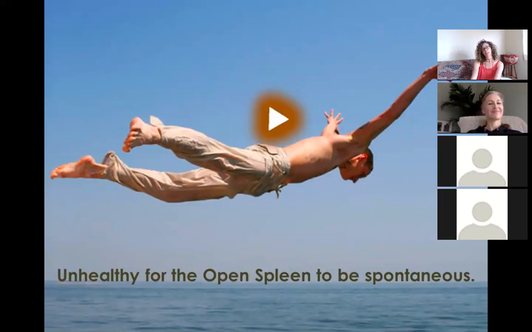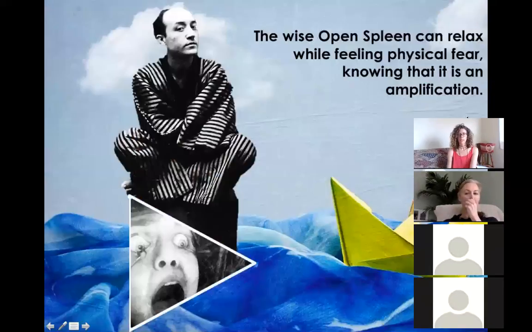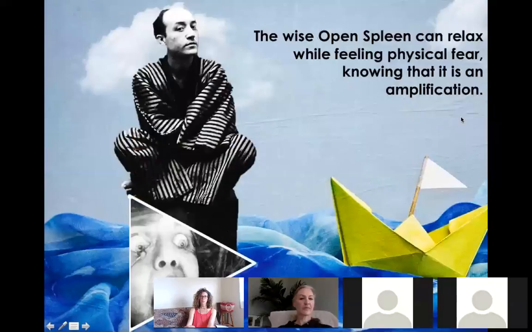But once I learned about his design and having an undefined spleen, I could really respect that, because doing something spontaneous like that is kind of like a wild card for an undefined spleen, whether or not it's actually going to be healthy for them. They need to take their time. So in its healthy form, the undefined spleen learns how to relax while feeling amplified fear, just knowing that it's an amplification and not taking it as necessarily something to make their decision based on.